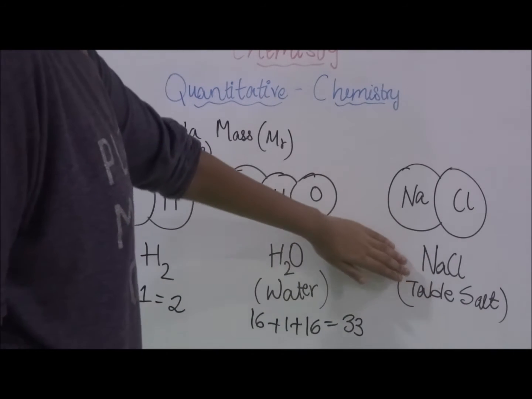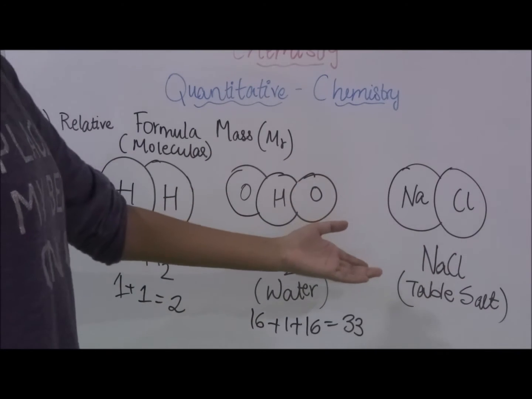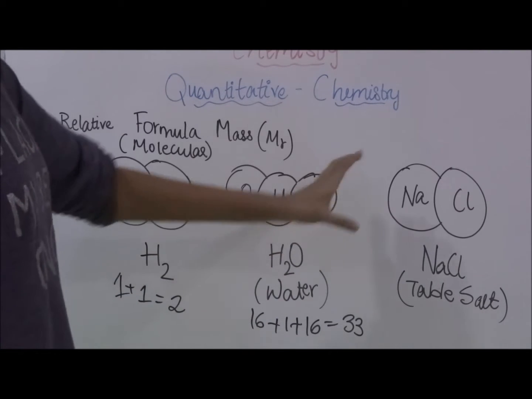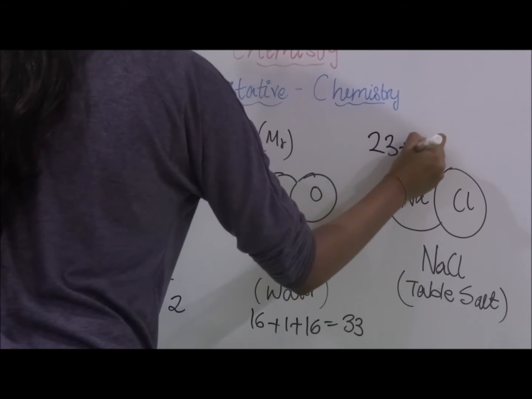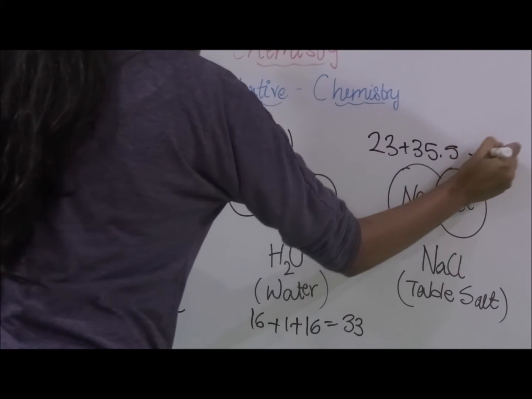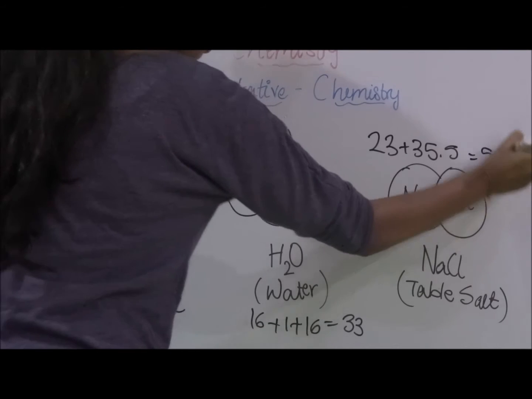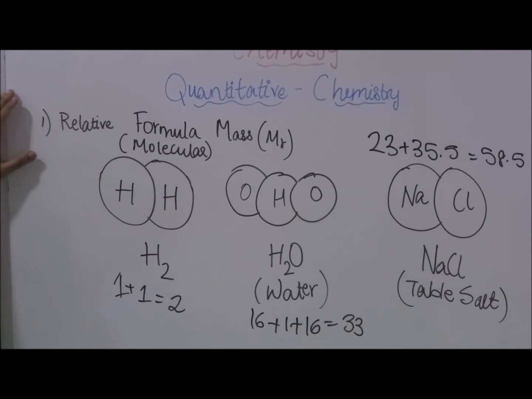Finally, let's take this example of sodium chloride. This is a chemical name for table salt. So the relative formula mass for sodium chloride will be 23 plus 35.5, which is equal to 58.5. This relative formula mass is also known as relative molecular mass for substances that occur naturally as molecules, that is, for substances like hydrogen, oxygen or nitrogen which occur as molecules, maybe H2, maybe O2, N2. This is also known as relative molecular mass.